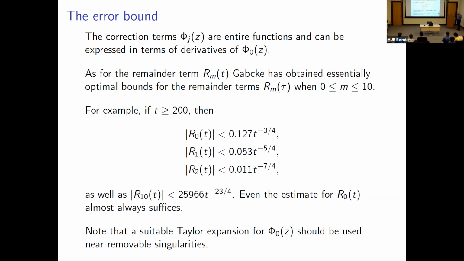but he derived all the way up to R sub 10. Before him, actually, Titchmarsh, to be fair, derived an explicit bound for R sub 0. That's how he was able to do the first computations using the Riemann-Siegel formula. But the Gap key bound went much further for many more correction terms and obtained a better bound, like better constant here, like 0.127, and a better assumption on the lower bound for t. So it is applicable as soon as t is greater than or equal to 200. Essentially optimal, right?